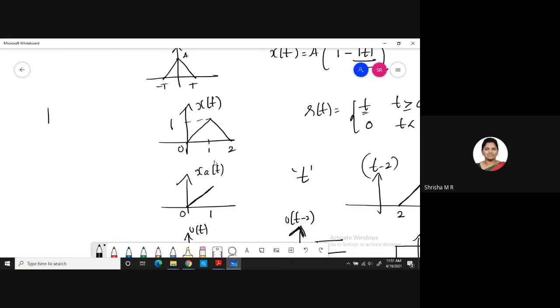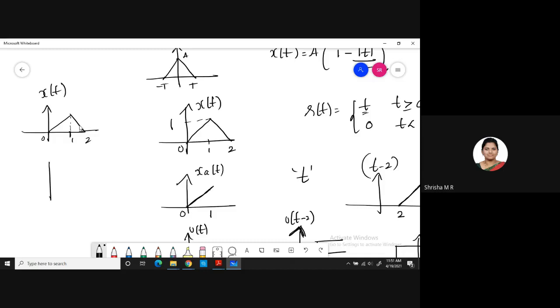So this is a signal x of t. It is 0, 1, 2. So from 0 to 1 we got the equation. It is t, from t is equal to 0 to t is equal to 1. The equation of the signal is t. So from 1 to 2, what will you write?